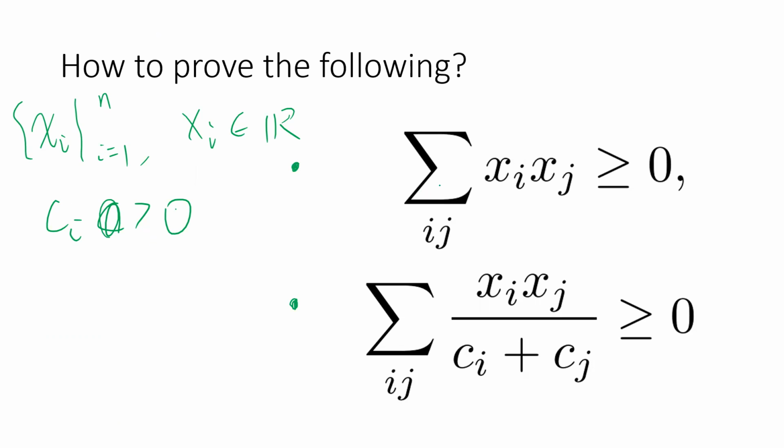So we want to prove that the summation over i from 1 to n, j from 1 to n, of x_i x_j is greater than or equal to 0. And the second one is the summation over i from 1 to n, j from 1 to n, of x_i x_j divided by c_i plus c_j, is greater than or equal to 0. Okay, so you guys can think a little bit and then let's go to the answer.